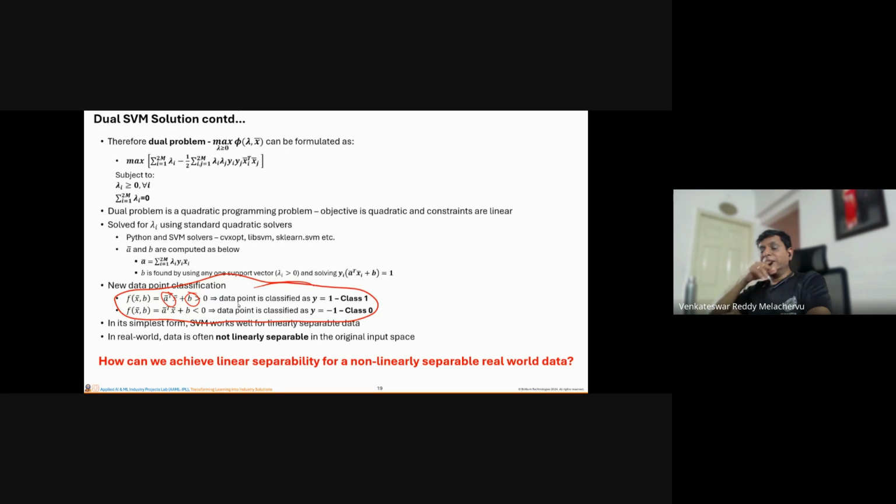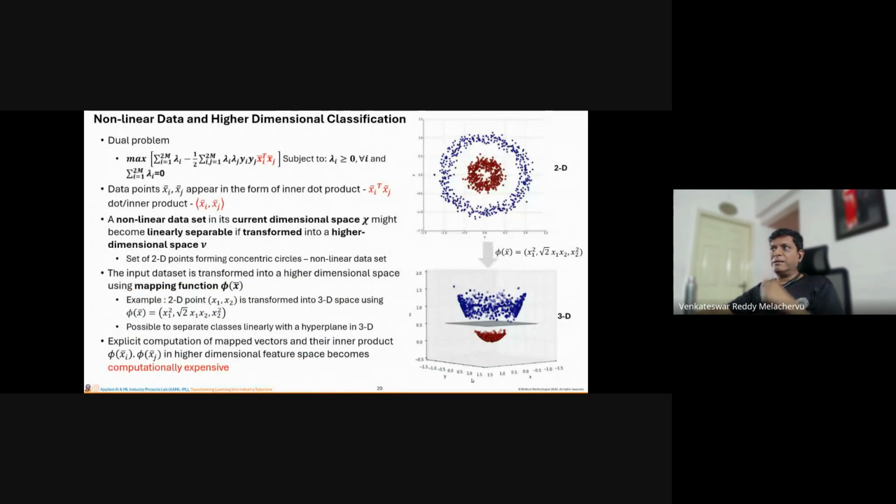So how can we achieve a linear separation for data that has a non-linear pattern, which is not possible to separate linearly? That is nothing but a real-world problem. How is it possible? Let's spend a couple of minutes here to understand what we mean by non-linearity, classification and separability. So we have already skimmed through the dual problem.